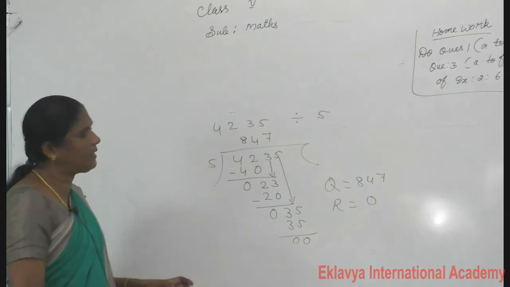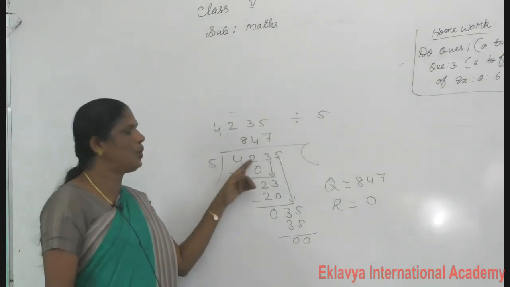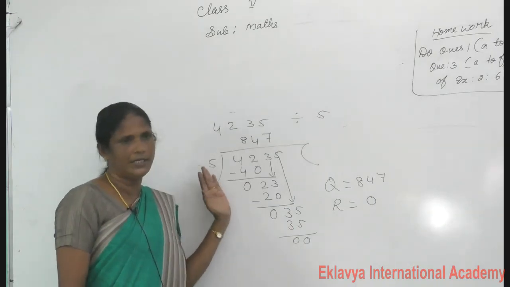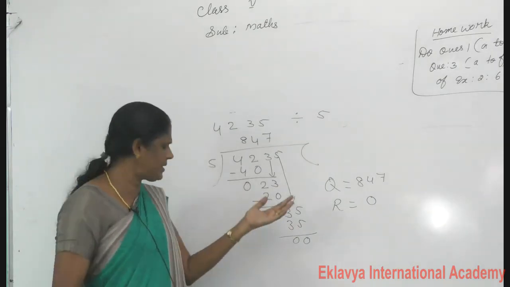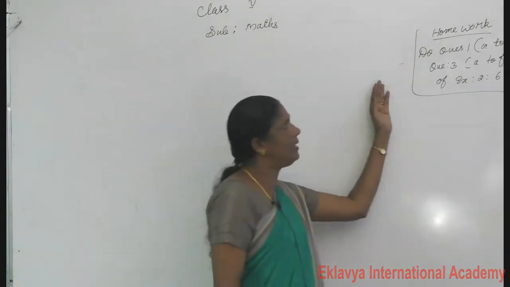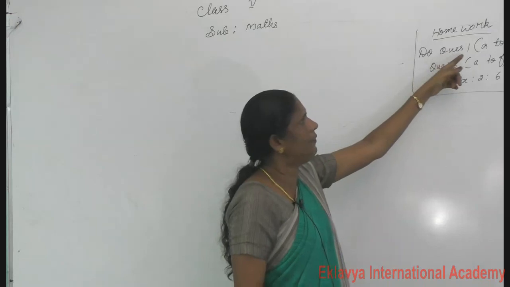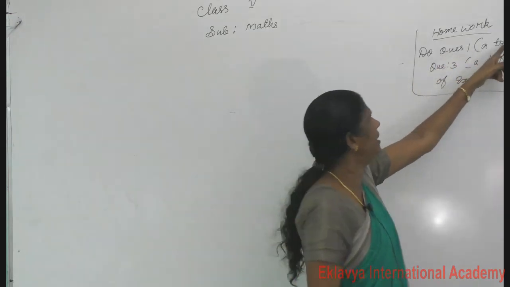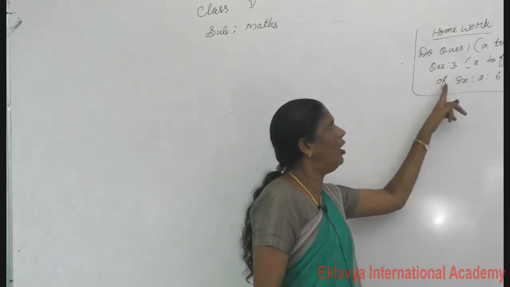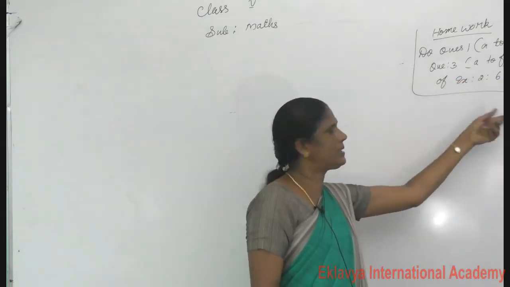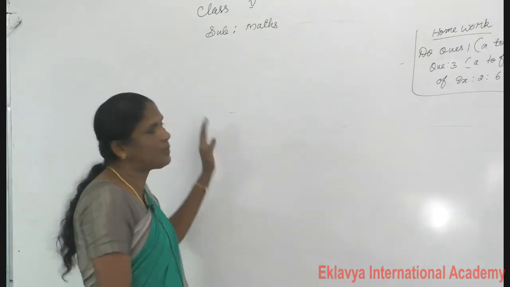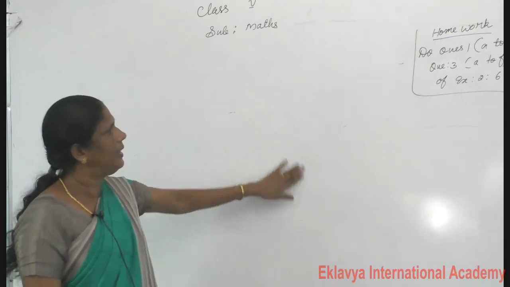What is the dividend here? 4,235. What is the divisor here? 5. Understand this, all students? Then I give some questions here. Do question 1 A to E, then question 3 A to F of exercise 2.6 in the notebook. Okay? All students understand? Then thank you.